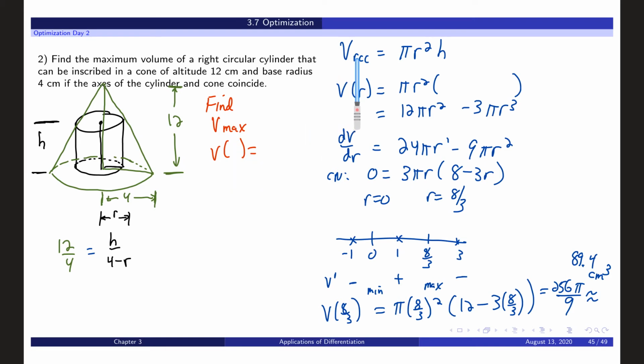The volume of the right circular cylinder is the area of the base, which happens to be a circle, times the height. So you've got pi r squared times the height. So the question is, in order to take a derivative, I need either the r to turn into an h or the h to turn into an r. And how am I going to do that? I'm going to come back to my diagram and look for a proportion that I can set up.